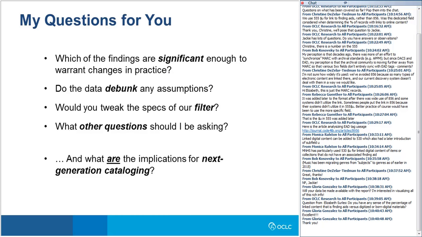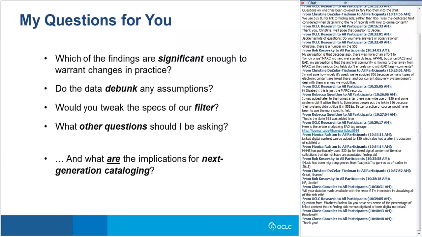When you go to ArchiveGrid and read those detailed specs of our filter, what do you think? Can you think of ways to improve it? And then, what other questions do I seem not to have asked that I should be asking? And then that question about next generation cataloging.